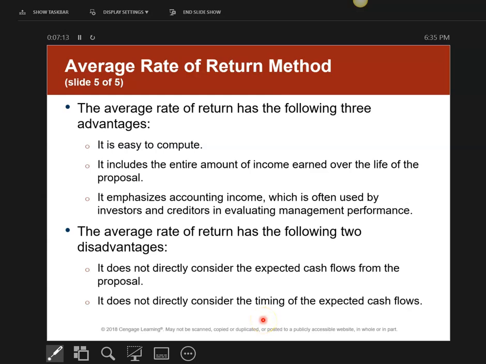So average rate of return, very easy. There's a formula. Here's my advantages. Here's my disadvantages. Okay.